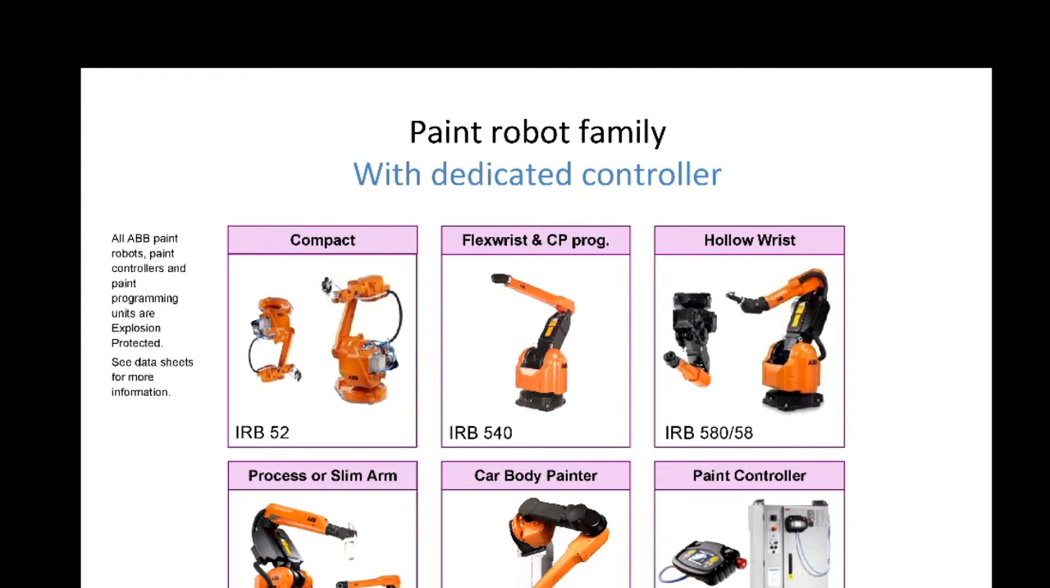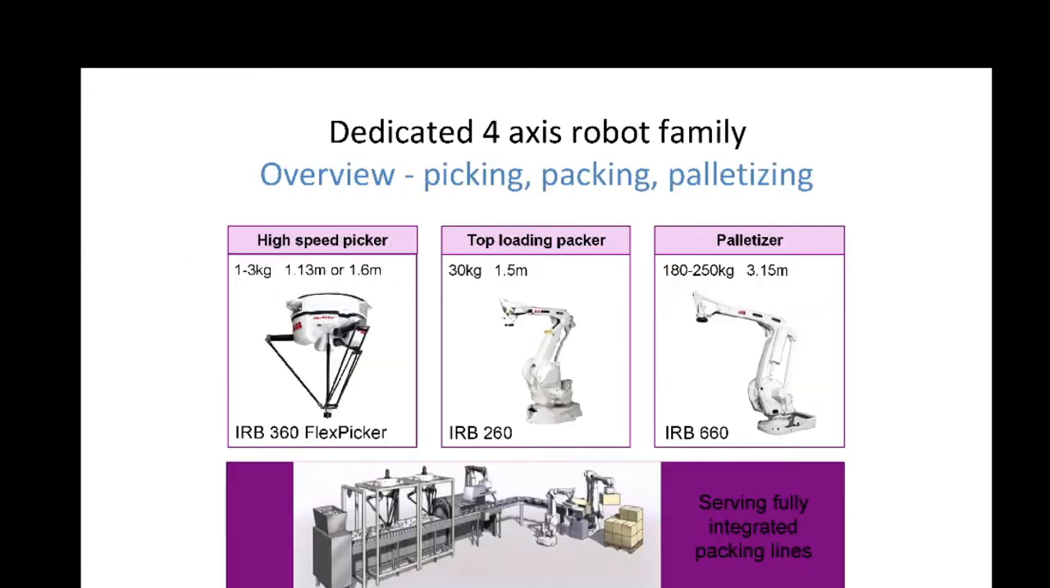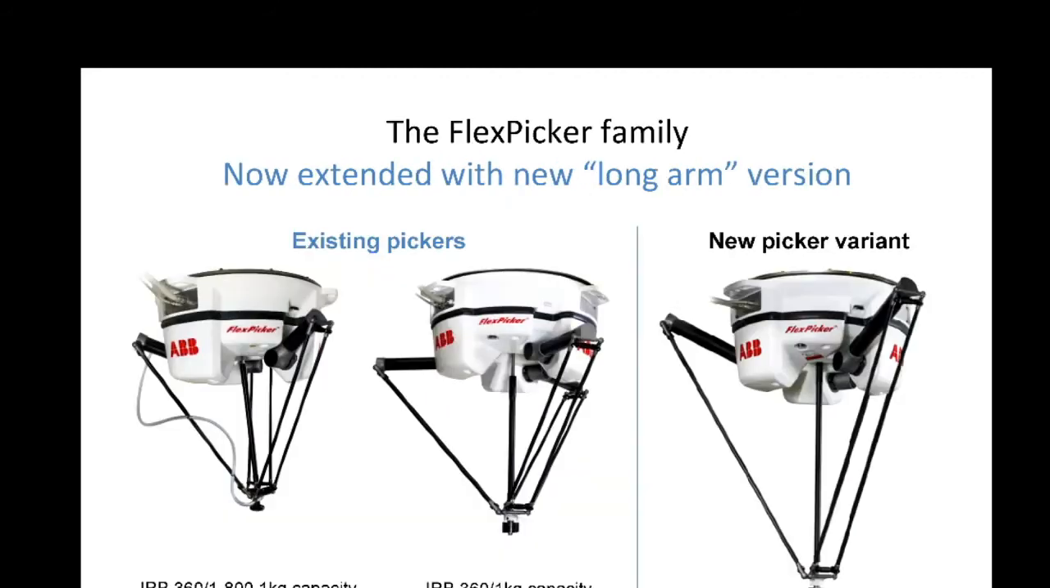Next one, dedicated 4-axis robot family, again the same thing. I have just mentioned some details of the picker robot, how much payload it has, and some reachabilities. The detailed numbers I have mentioned. I think you will be able to see those things.